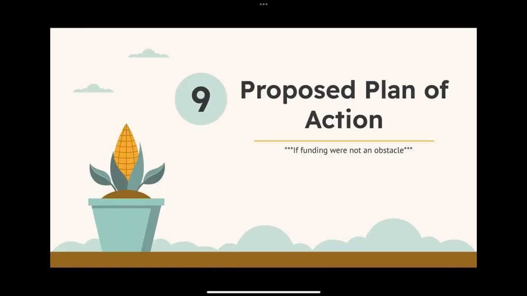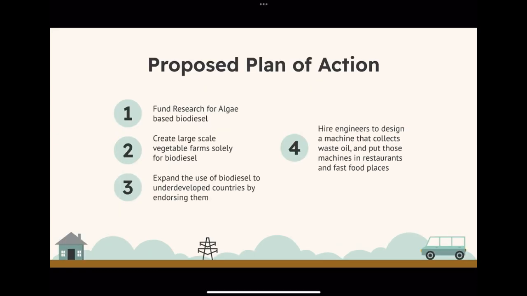So the proposed plan of action, if funding were not an obstacle: 1. Fund research for algae-based biodiesel. 2. Create large-scale vegetable farms solely for biodiesel. 3. Expand the use of biodiesel to underdeveloped countries by endorsing them. And 4. Hiring engineers to design a machine that collects waste oil and put those machines in restaurants and fast food places so that it can be more efficient on a more global scale.